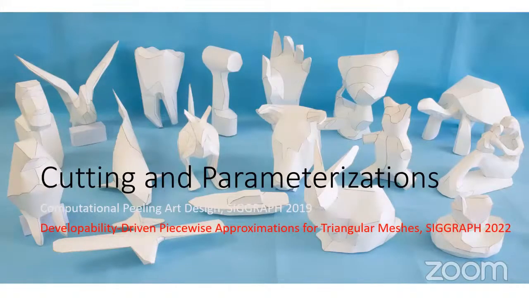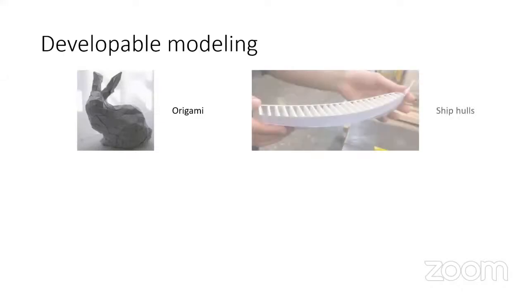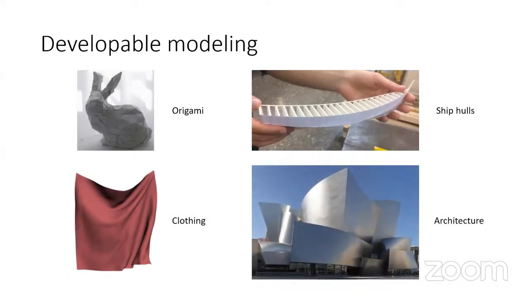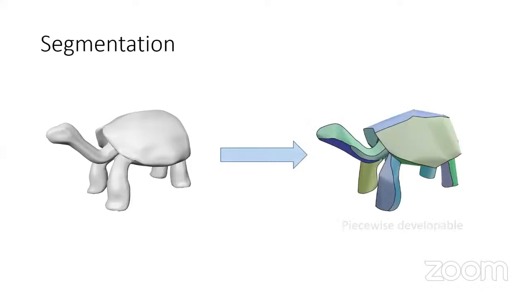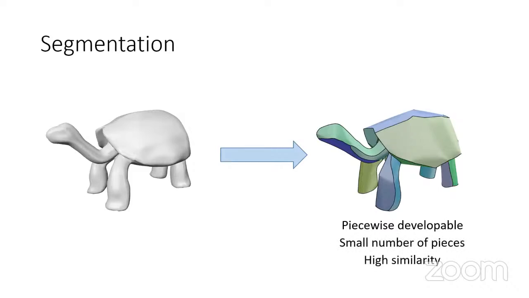The second work is still about mesh cutting and parameterization. Developable surfaces have been widely used in various designs, such as papercraft, ship hull, clothing, and architecture. Our goal is to approximate a triangular mesh with piecewise developable patches. We need to introduce cuts to make the segmentation. Each patch should be discrete developable and can be flattened without any overlaps. Then the number of patches should be small, and the similarity between the input and output meshes should be high.